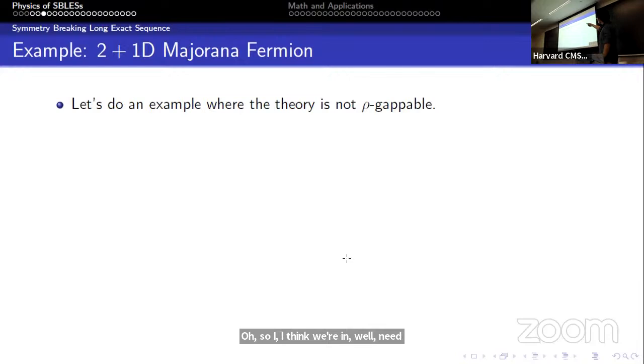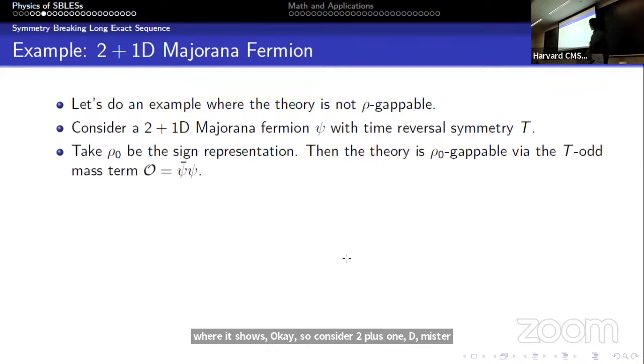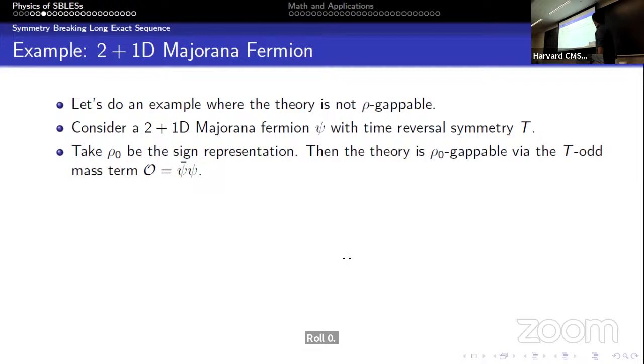So before I give you an example where the theory is rho gappable, let me give you one where we can show it's not rho gappable. Consider the 2+1D Majorana fermion, and it's well known it has a time reversal symmetry. This is a Z2 symmetry, and it squares to minus one to the n. So rho zero is a Z2 group. Let's take rho zero to be the standard representation.